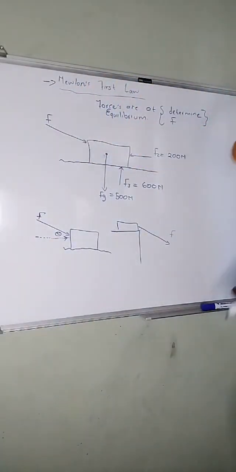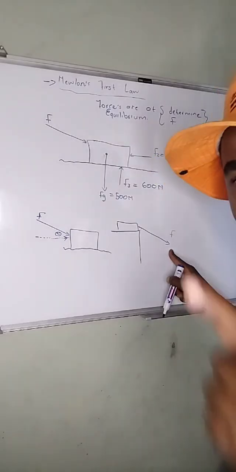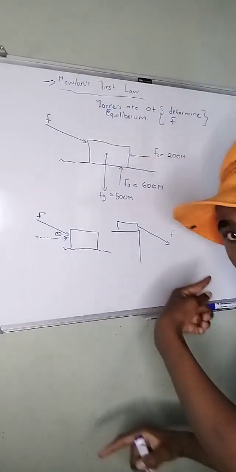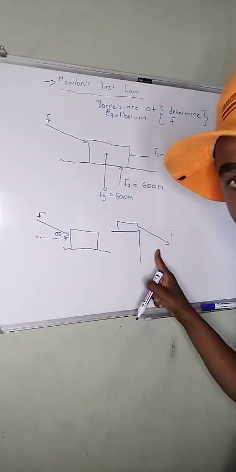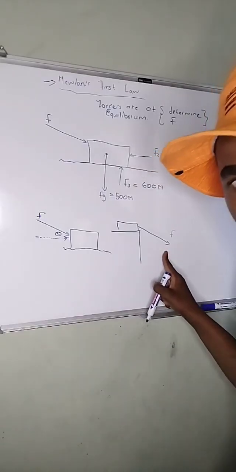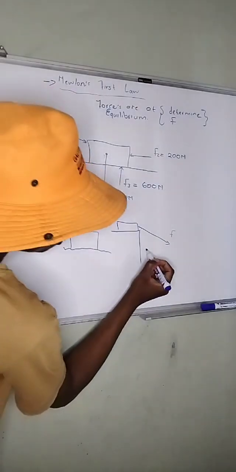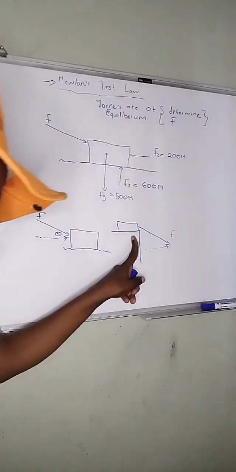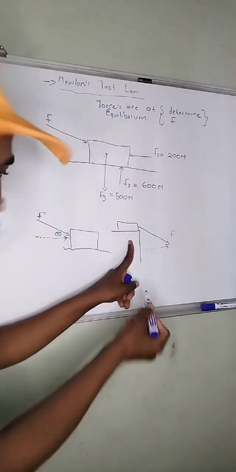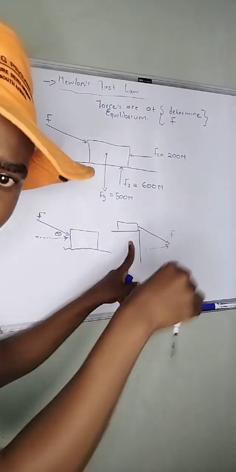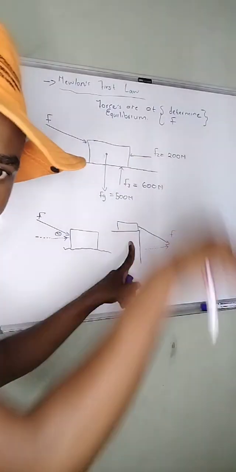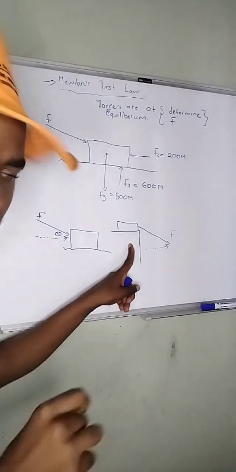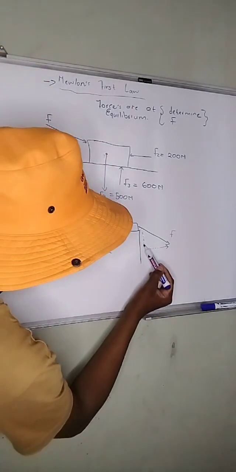Now, I'm interested in the direction of Fx. Where is Fx going to go? Is Fx going to go to the left or to the right? Thank you. So the Fx is going to go to the right. Right? So what about Fy? Is Fy going to be in an upwards direction or in a downwards direction? It's going to be downwards. Thank you very much.